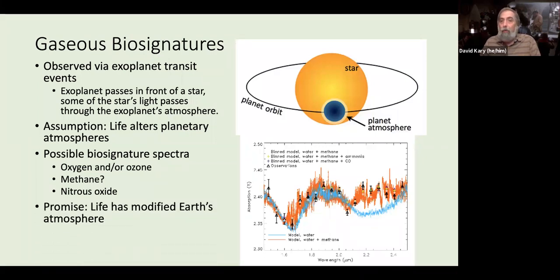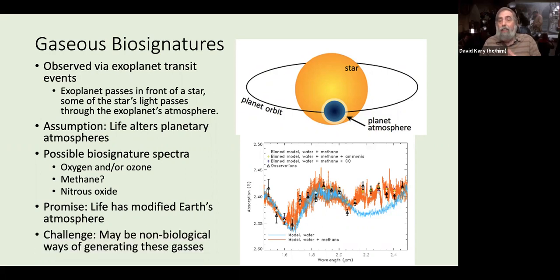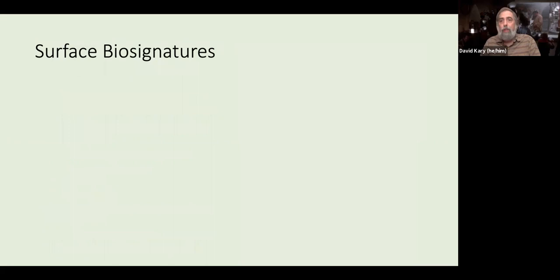So the promise here, well, we know life modified the Earth's atmosphere. So this could be a very quick and easy way to find good evidence for life. The challenge, as I say, is there may be non-biological ways of making some of these gases. So you have to be very careful that you don't just say, I saw that gas, but also that you saw enough of the other parts of the atmospheric chemistry that you could say, yeah, there's no way you could get this naturally just out of this mix of gases. Okay, what about the surface of the planet?